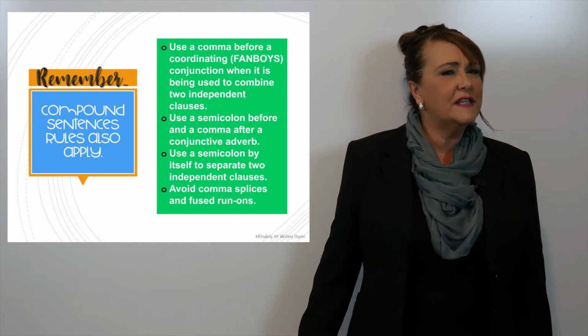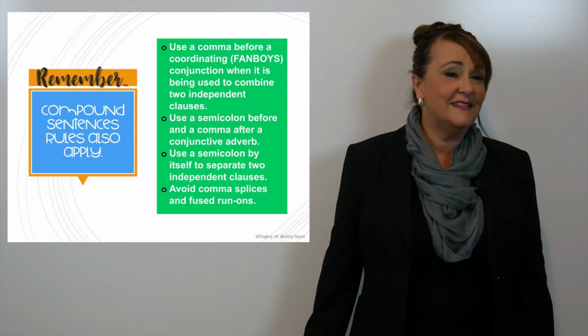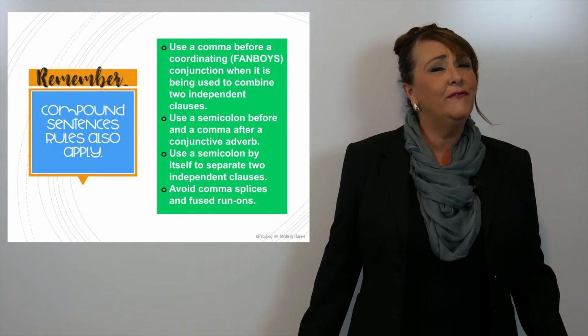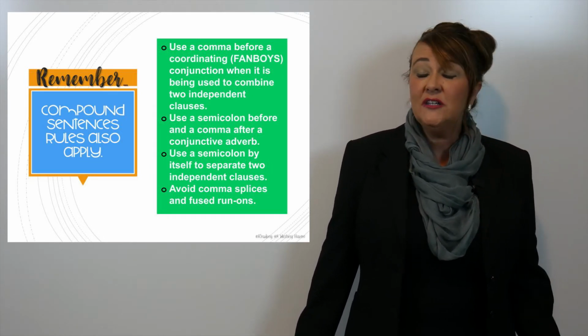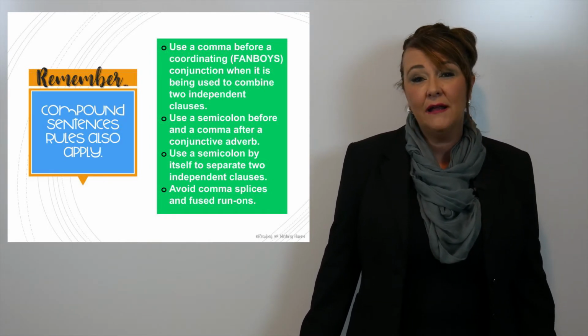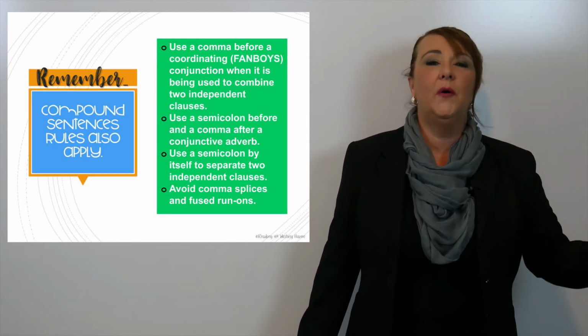These rules should sound familiar as we've talked about them in each one of the lessons. Now, it is also really important to avoid comma splices and fused run-ons. We do want compound complex sentences in our writing, but make sure that it's not a run-on and it keeps going and going. Let's actually look at some examples of how you can create compound complex sentences.